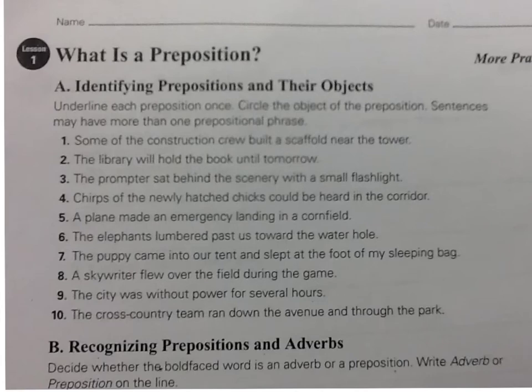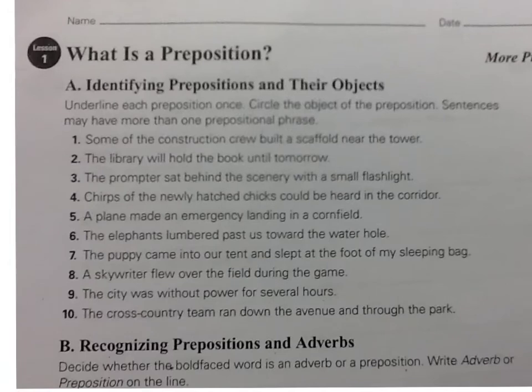Alrighty, here's your next exercise. Now this is just the same thing as on the front page where you identify the prepositions and their objects. So let's go ahead and take a look here and see if we can find some prepositions. In this exercise, it asks you to underline each preposition once, circle the object of the preposition, and it reminds you that sentences may have more than one prepositional phrase. So I'm going to go ahead and do the first one for you. Of is a preposition, and I ask myself of what, some of what, and the answer is the crew, some of the construction crew. So crew is the object of that preposition.